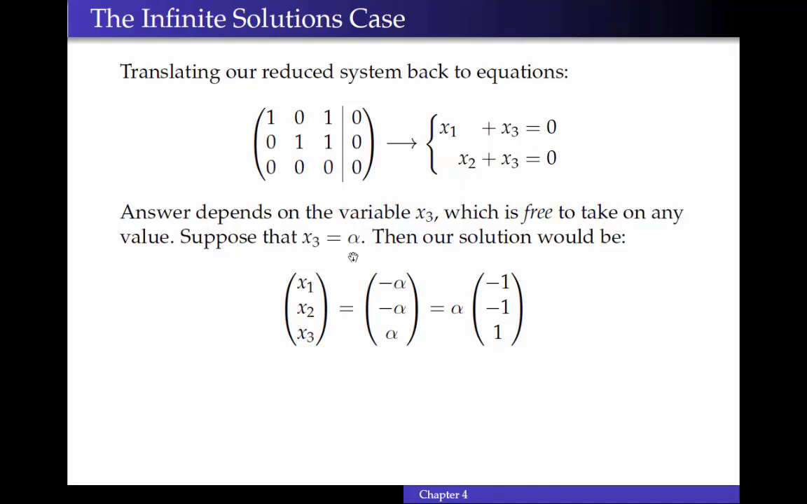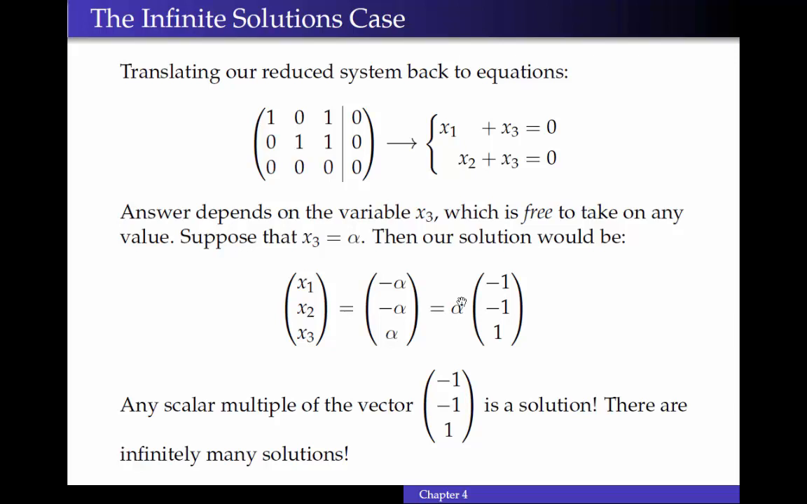So let's suppose that x3 is some arbitrary number. We'll say it's alpha. Then if x3 is alpha, it's clear that x2 must be minus alpha, and x1 must also be minus alpha. So our solution would be this vector right here. x1 is minus alpha, x2 is minus alpha, and x3 is alpha.